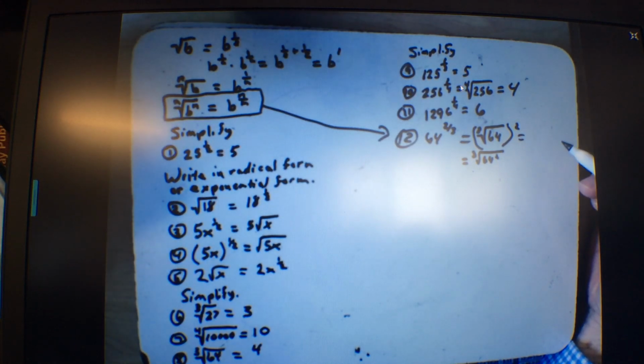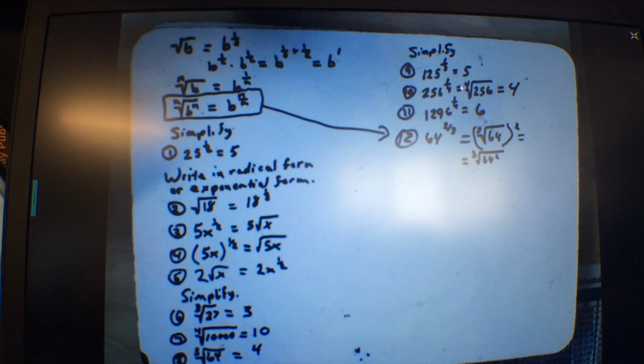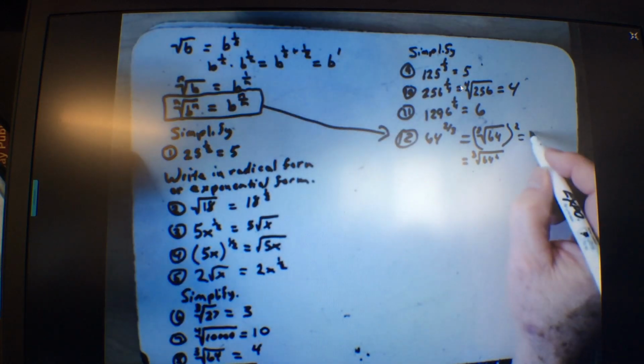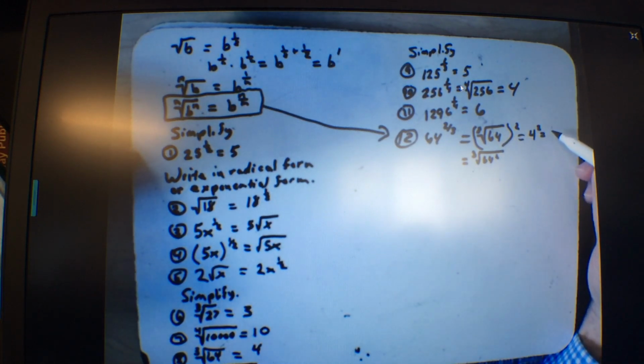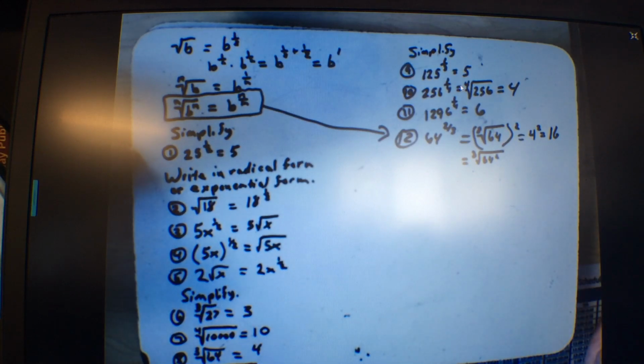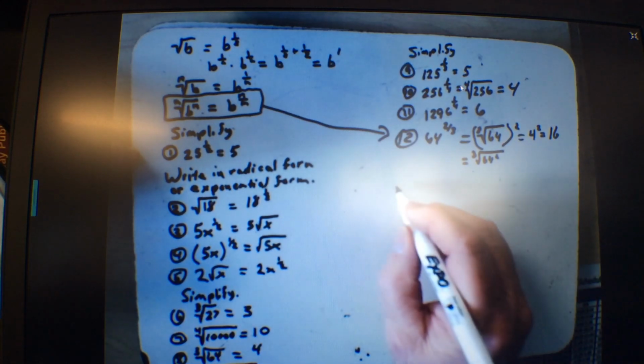What times itself 3 times is 64? 4. We actually had that, didn't we, right here? Okay. So 4, and so that's 4 squared. What's 4 squared? 16. Okay, yeah, you don't go back, right? Okay, let's try this one.